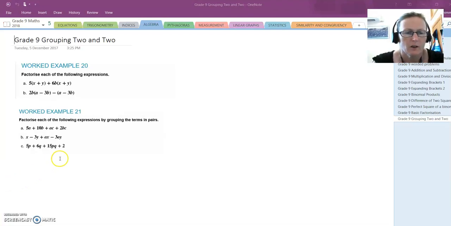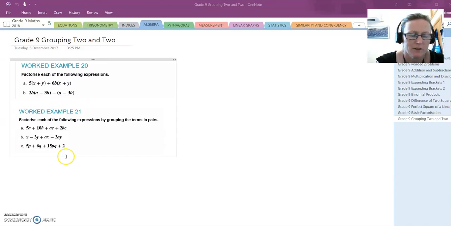Okay, now common factors can be expressions. If an algebraic expression has 4 terms and no common factor in all of the terms, we may be able to group the terms in pairs and find a common factor in each pair. Let's look at worked example 20 and 21.